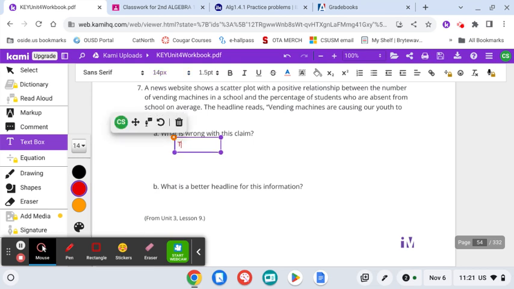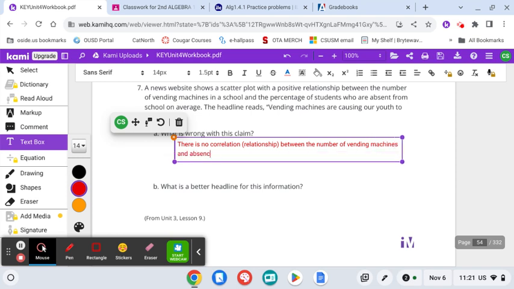So what's wrong with this claim is there is no correlation or relationship between the number of vending machines and absences. What's a better headline for this information?